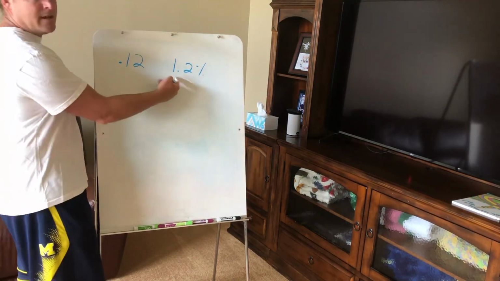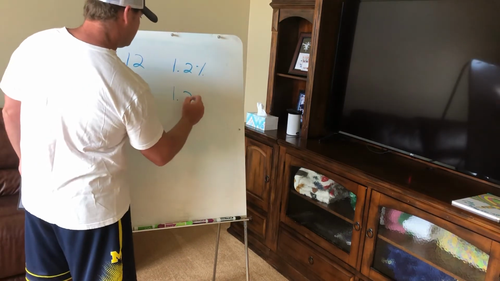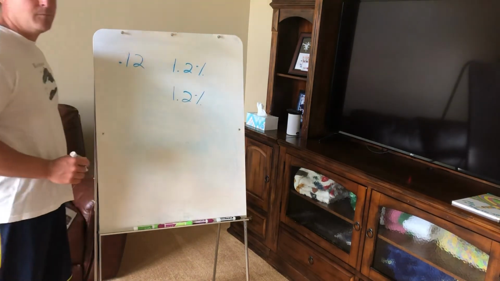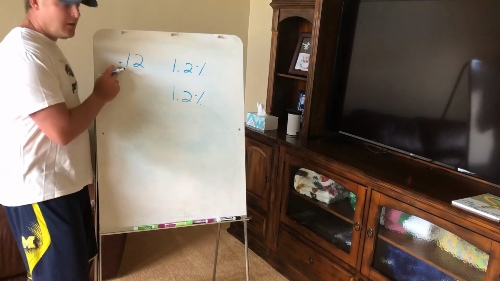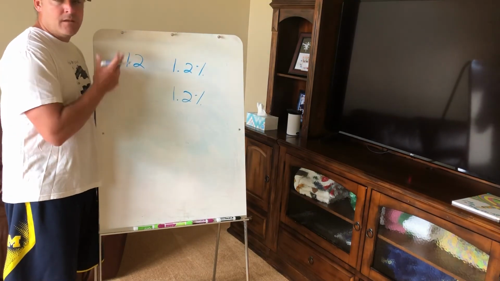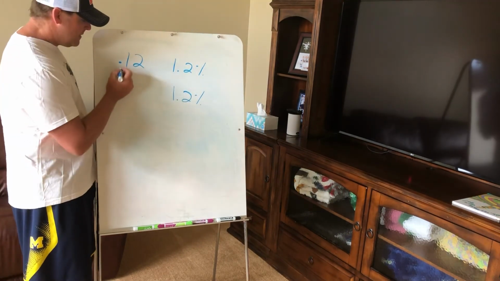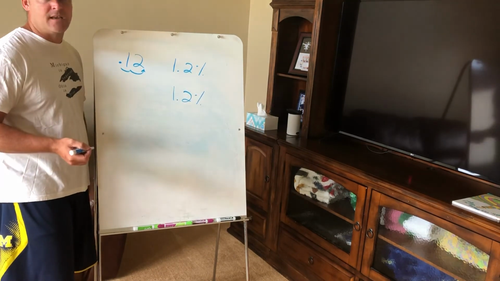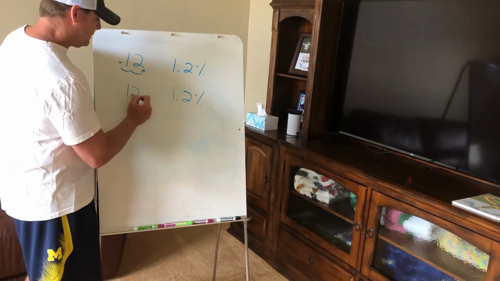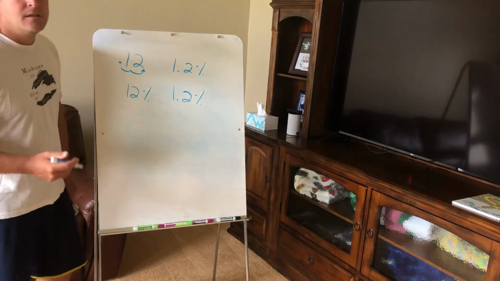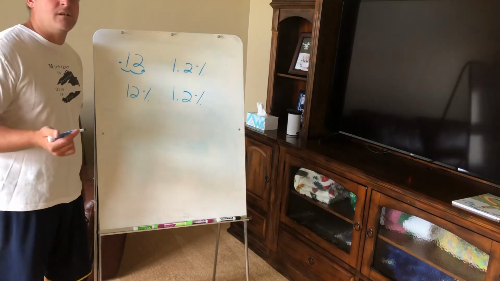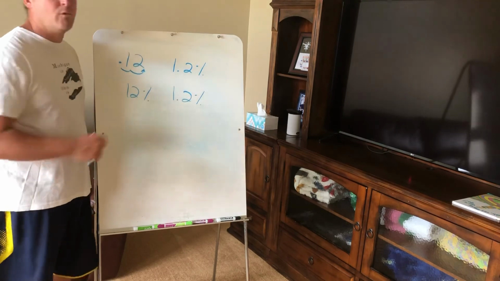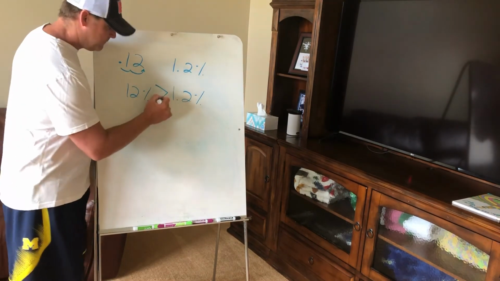So this is already a percent. So that's 1.2%. Here, we'll multiply this by 100. And if you don't have a calculator, that's fine. Just move the decimal 2 places to the right and add a percent sign. So this becomes 12%. So now you just have to ask yourself what number is bigger, 12 or 1.2? 12 is bigger.